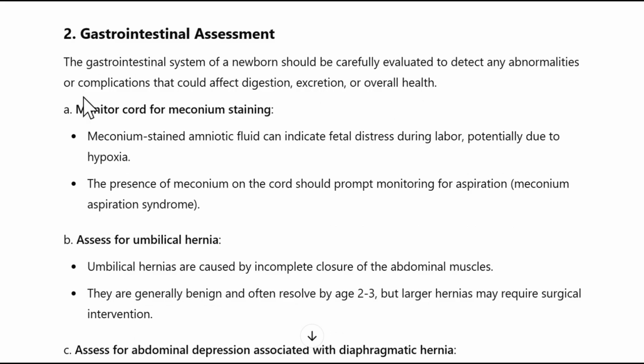Chart 2. Gastrointestinal assessment. The gastrointestinal system of a newborn should be carefully evaluated to detect any abnormalities or complications that could affect digestion, excretion, or overall health. A. Monitor cord for meconium staining. Meconium-stained amniotic fluid can indicate fetal distress during labor, potentially due to hypoxia. The presence of meconium on the cord should prompt monitoring for aspiration, meconium aspiration syndrome.